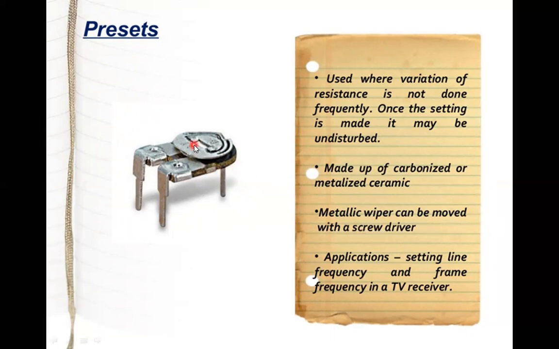So here you can see a little knob. Through the screwdriver, we can set it according to our desired application. And once it is set to the desired one, there is no need of doing it again and again. So these are used where variation of resistance is not done frequently, and these are called presets. An application is setting line frequency and frame frequency in a TV receiver. Once the TV receiver is set to that particular frequency value, we don't require it again and again, isn't it? So there we use presets kind of resistors.